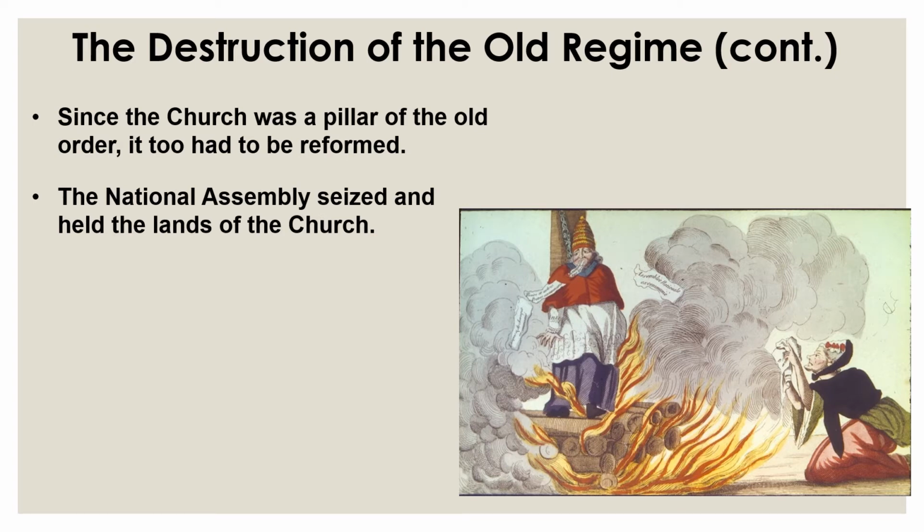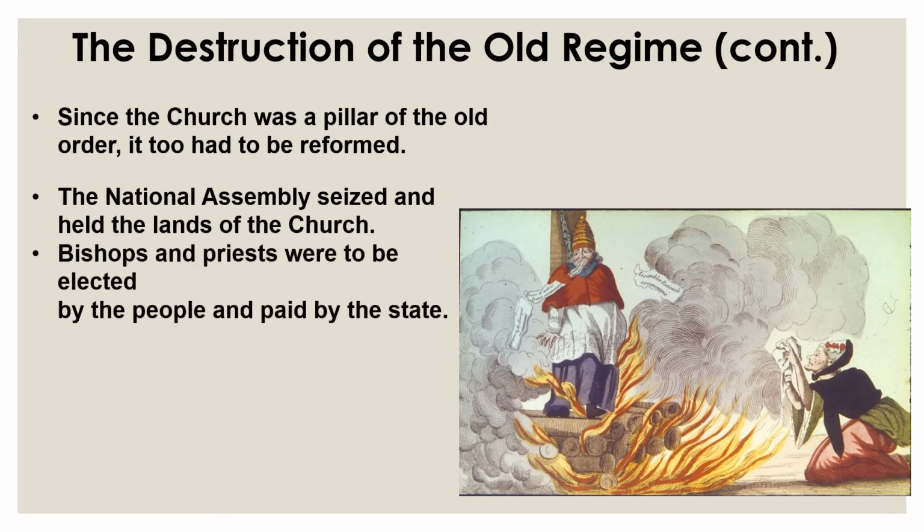Since the church was also a pillar of the old order, or the old regime, it too needed to be reformed according to the National Assembly's desires. So the National Assembly seized and held the lands of the church first and foremost. Bishops and priests were to be elected by the people instead of being appointed by other church officials or by the royalty itself. And ultimately, they would become a branch of the government, paid by the state.